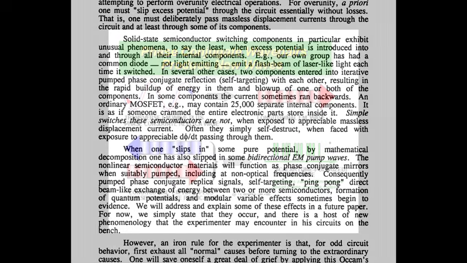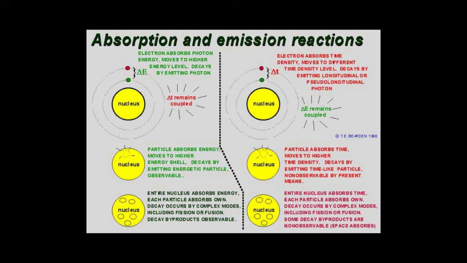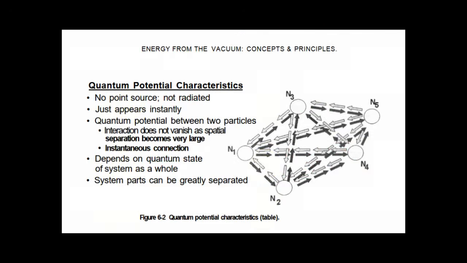When one slips in some pure potential, by mathematical decomposition, one has also slipped in some bidirectional EM pump waves. The nonlinear semiconductor materials will function as phase conjugate mirrors when suitably pumped, including at non-optical frequencies. Consequently, pumped phase conjugate replica signals, self-targeting, ping-pong, direct beam-like exchange of energy between two or more semiconductors, formation of quantum potentials and modular variable effects sometimes begin to evidence. We will address and explain some of these effects in a future paper.